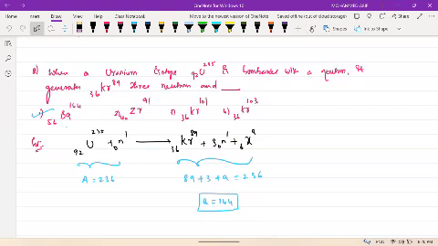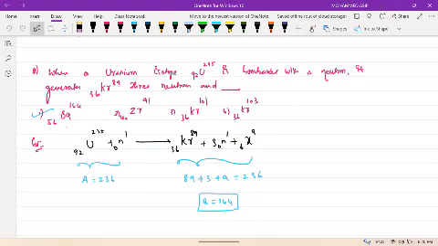So at first I took the reaction. Uranium 92, 235 is reacting with one neutron. So what will the mass number be? 235 plus 1, 236 on the left hand side. What is it giving? Krypton 36, 89, and 3 neutrons plus some element X.